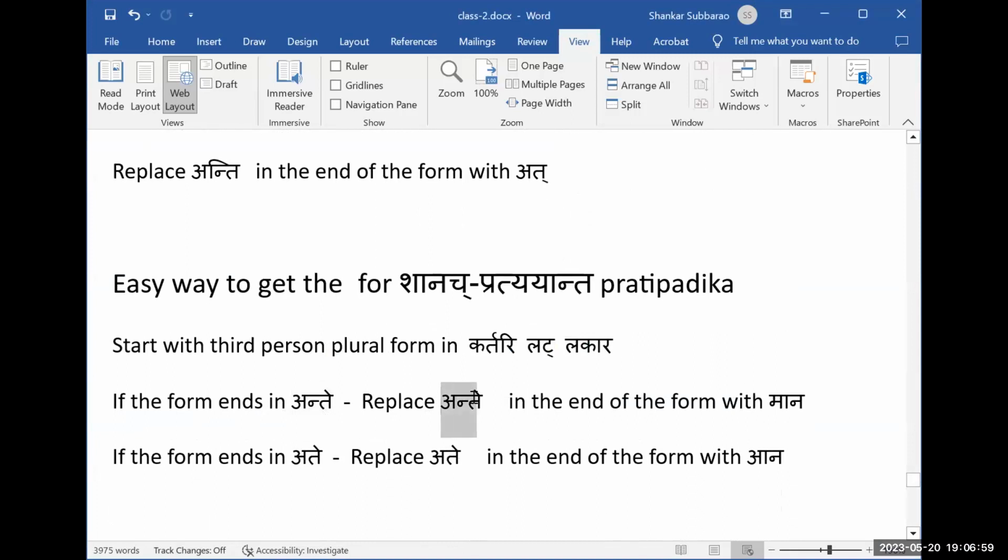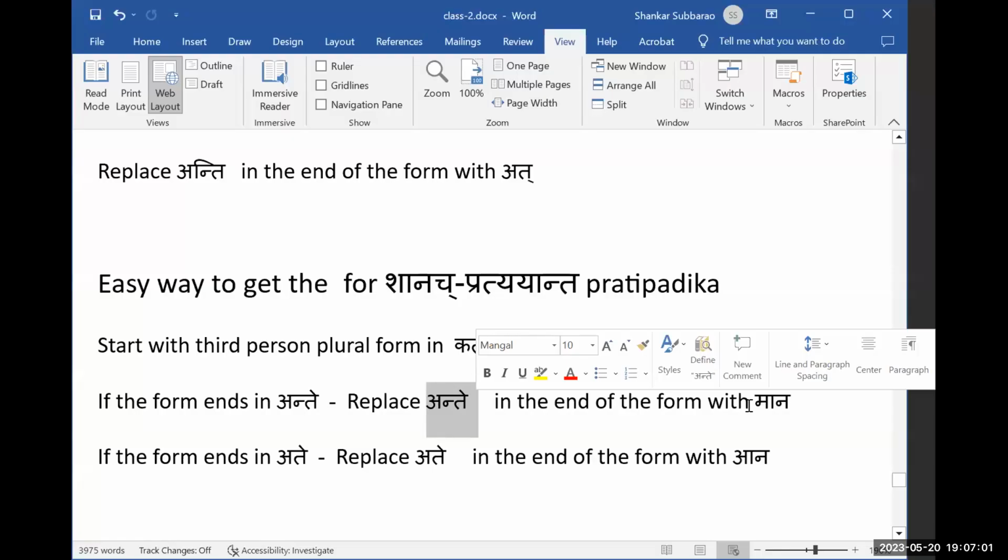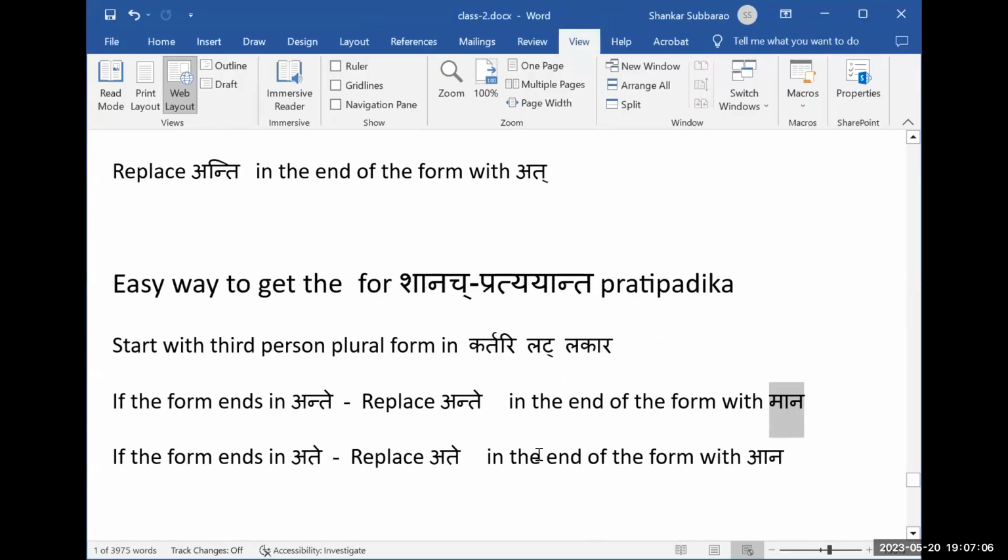Now what do you do? You replace ante with mana. What will you get? Labhamana. Sandhi rules make it hard. You shouldn't say labh plus mana, labhmana. It will be labhamana. That slight adjustment you have to keep in mind.